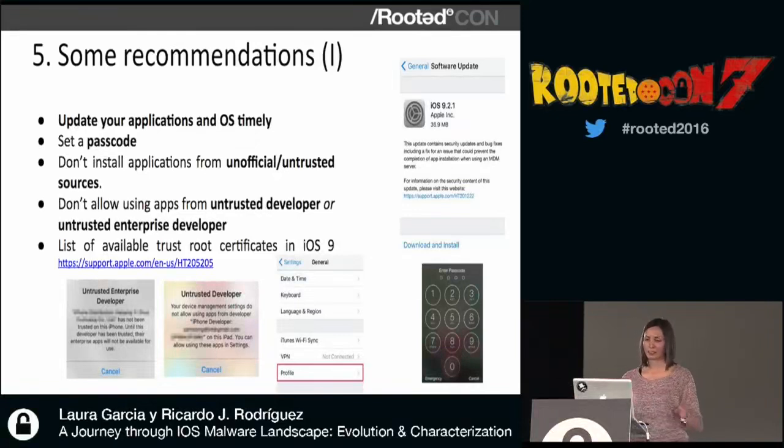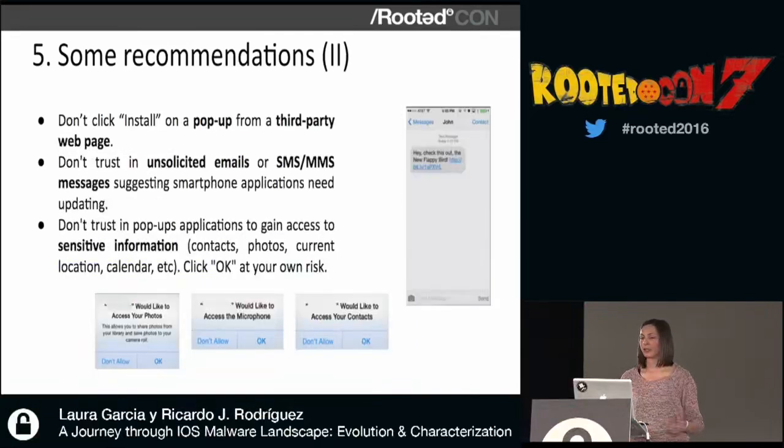And obviously never allow applications coming from non-trusted developers or non-trusted enterprise developers. You've got here a list of all the available trust root certificates in iOS 9. It's always a good thing to take a look at this. Then don't click install on a pop-up from a third-party website. Don't say yes to downloading. And obviously, you shouldn't trust any unsolicited emails or text messages suggesting that your applications need updating.